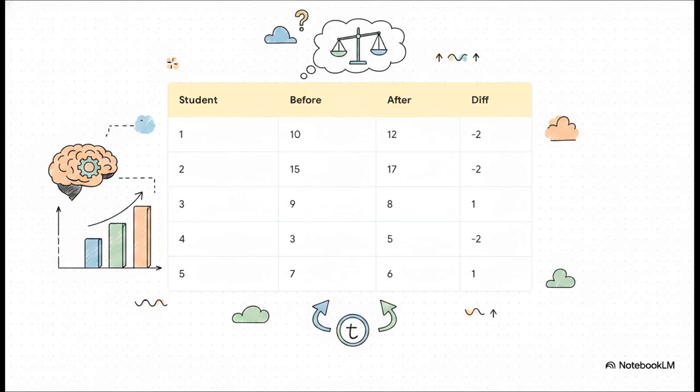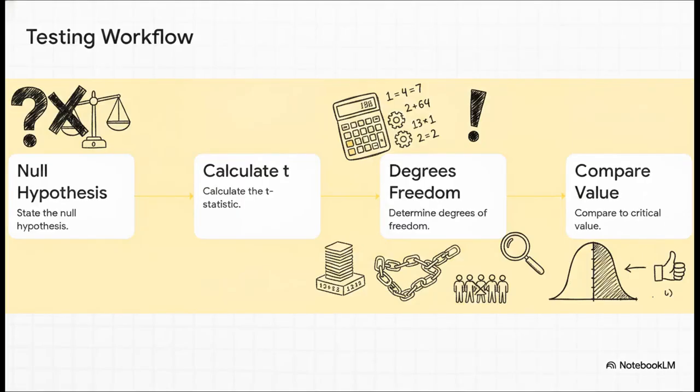By listing out those before and after scores side by side, we completely isolate that difference column. And this is exactly the data we feed into our paired t-test formula. Ultimately, we want to know, is the mean of all those differences significant enough to prove the training actually worked, or are we just looking at random noise? To actually answer that, researchers follow a pretty strict hypothesis testing workflow.